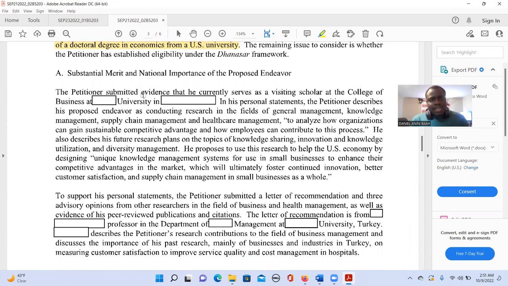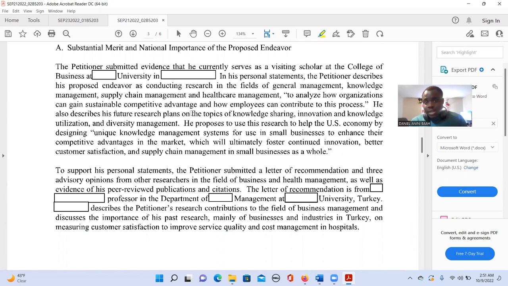He says that the petitioner submitted evidence that he currently serves as a visiting scholar in the College of Business in some university, whatever it is. In his personal statement, the petitioner described his proposed endeavor as conducting research in the field of general management, knowledge management, supply chain, and healthcare management to analyze how organizations can gain substantive competitive advantage and how employees can contribute to this success. He also described his future research plans on the topics of knowledge sharing, innovation, knowledge utilization, and diversity management. I believe all these things are talking about merits, okay?